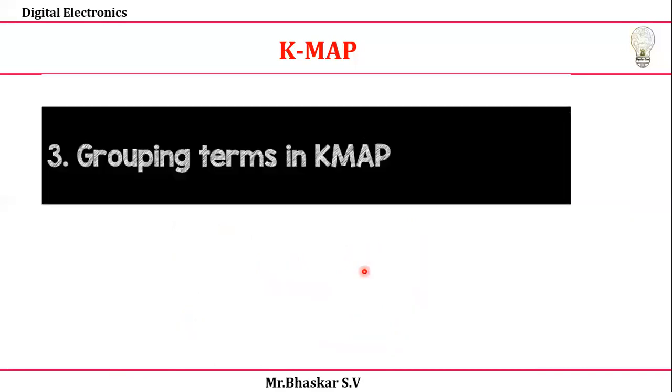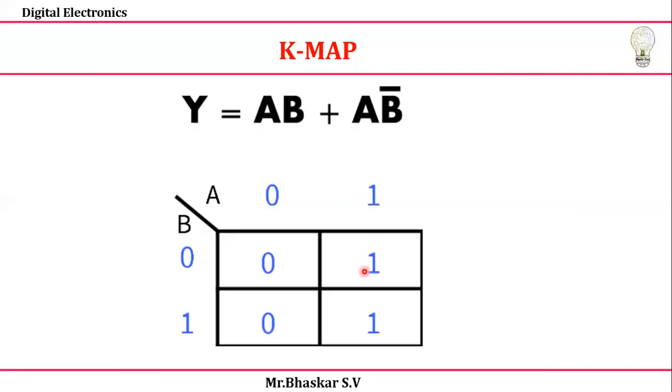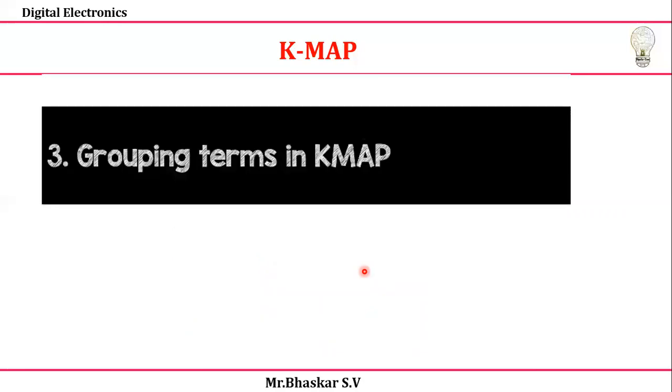Okay, next it is grouping terms in the K map. Previously we saw the way of representing the SOP form. Similarly, we already know how to represent SOP as well as POS. Now, grouping terms is very important. Grouping terms in the K map.